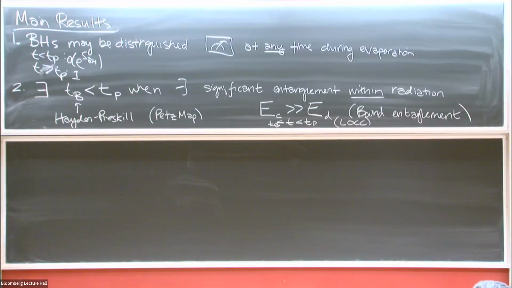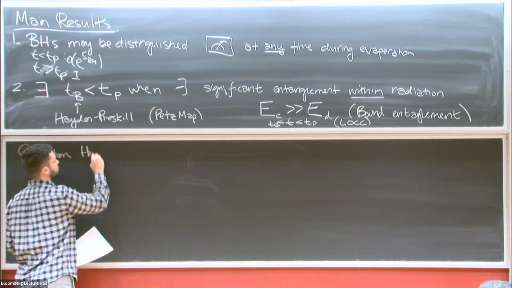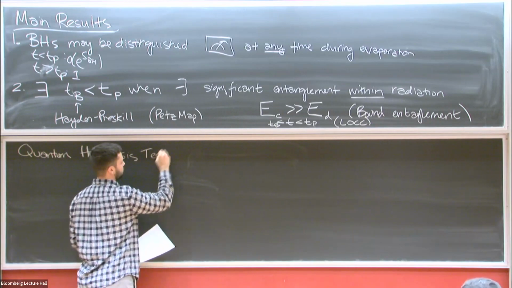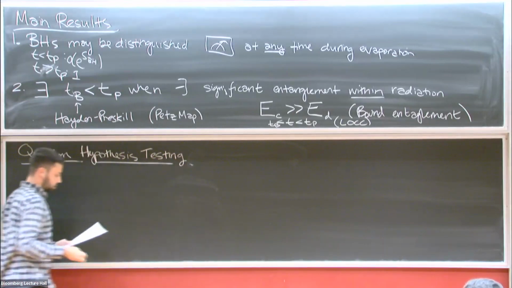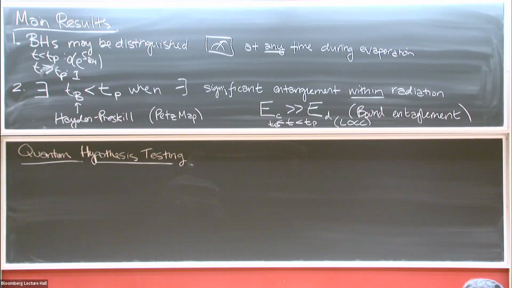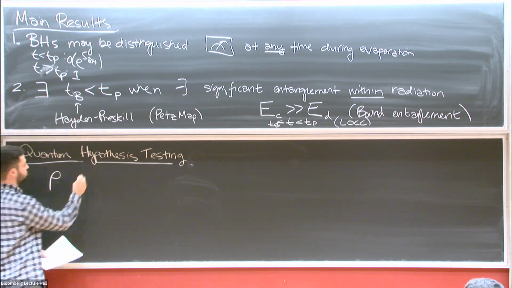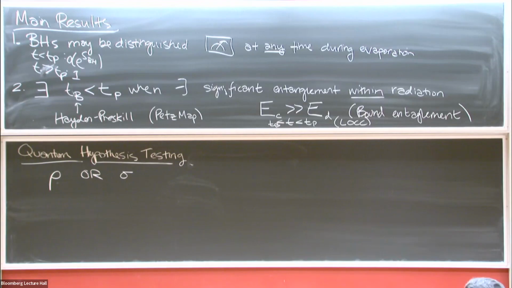Okay, so let me start talking about distinguishing black holes. And to do so, I'm going to review a protocol called quantum hypothesis testing. This is the protocol where I tell you that I'm either giving you the quantum state rho, or I'm giving you the quantum state sigma. What's the best you can do in figuring out what you got?